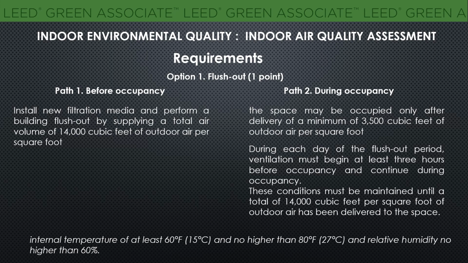And if we are following part 2, during the occupancy period, the space may be occupied only after the delivery of a minimum of 3,500 cubic feet of outdoor air per square foot. During each day of the flush-out period, ventilation must begin at least 3 hours before occupancy and continue during occupancy. These conditions must be maintained until a total of 14,000 cubic feet per square foot of outdoor air has been delivered to the space.